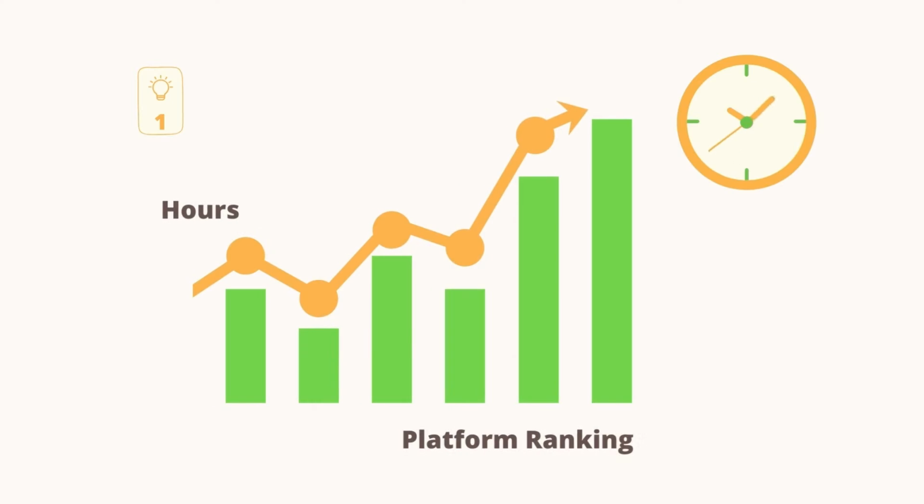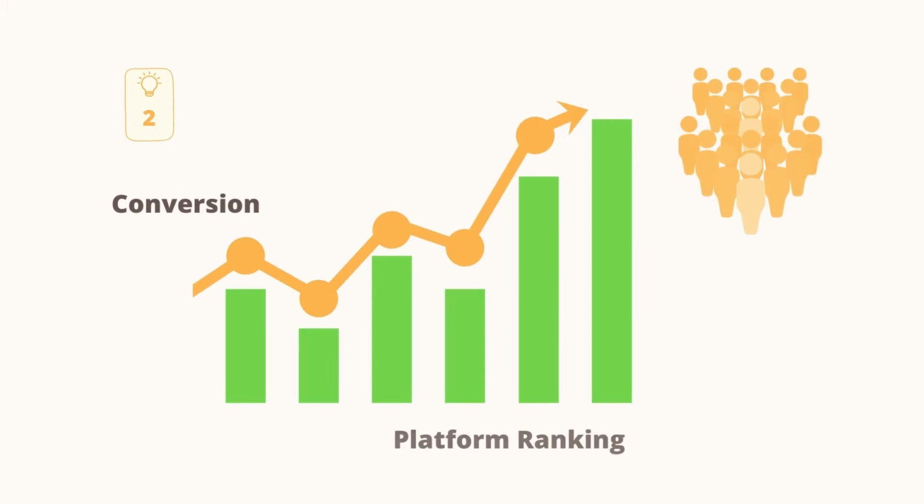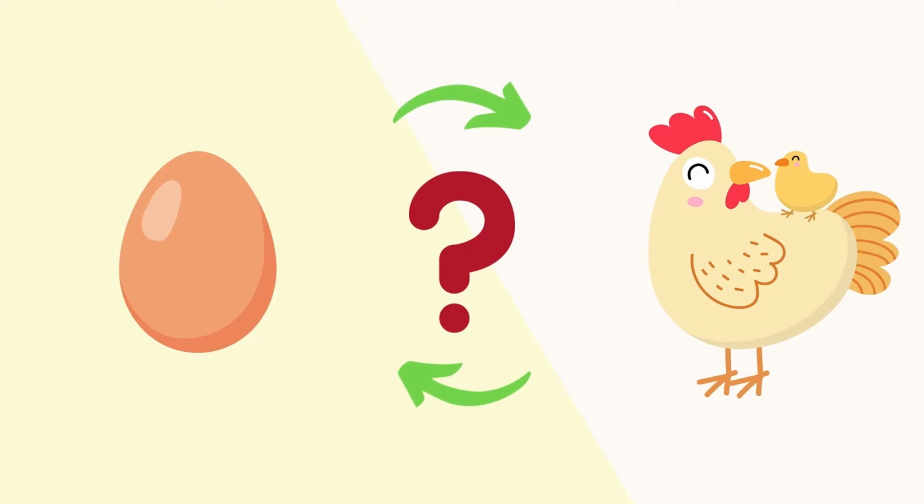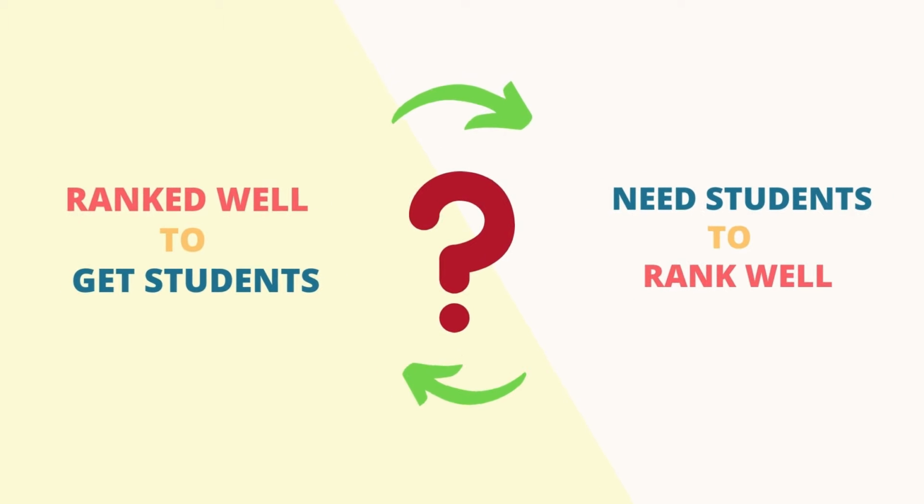First, the more hours you log on the platform, the higher you will rank. Second, the higher your conversion rate, the higher you will rank. Third, the higher your retention rate, again, the higher you will rank. Here is the chicken and egg problem. You need to rank high on the platform, but to rank high, you need to have students.